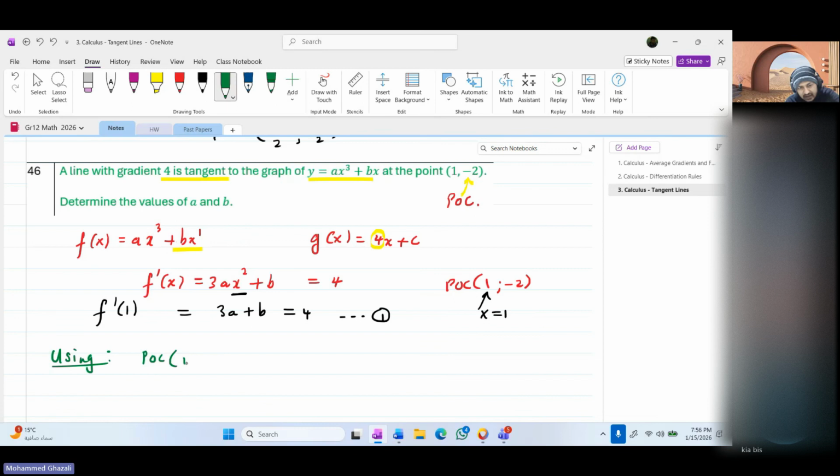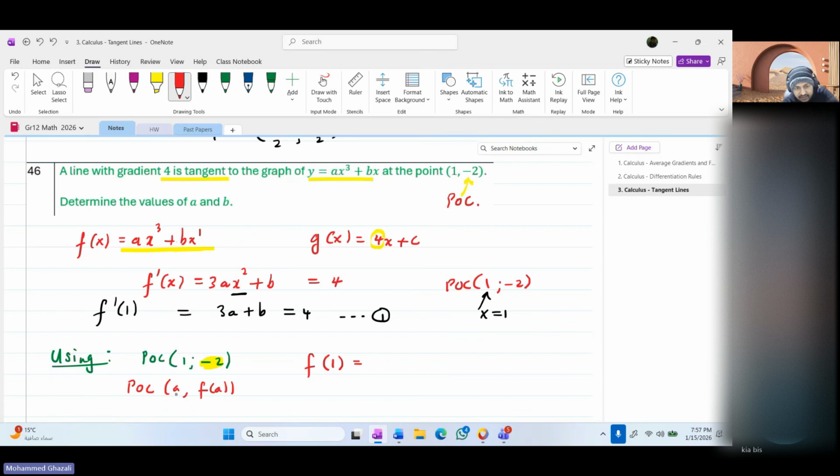Point of contact is 1 and -2. Now, where did the -2 come from? -2 is the y value, which is on the graph of f of x, right? So what is f of x? F of 1 should give me -2. So we're going to substitute 1 inside this cubic function, not the derivative. Derivative is done. Now we're using the direct application. Remember what I told you initially? Point of contact is a and f of a. So now we're saying f of a is -2.